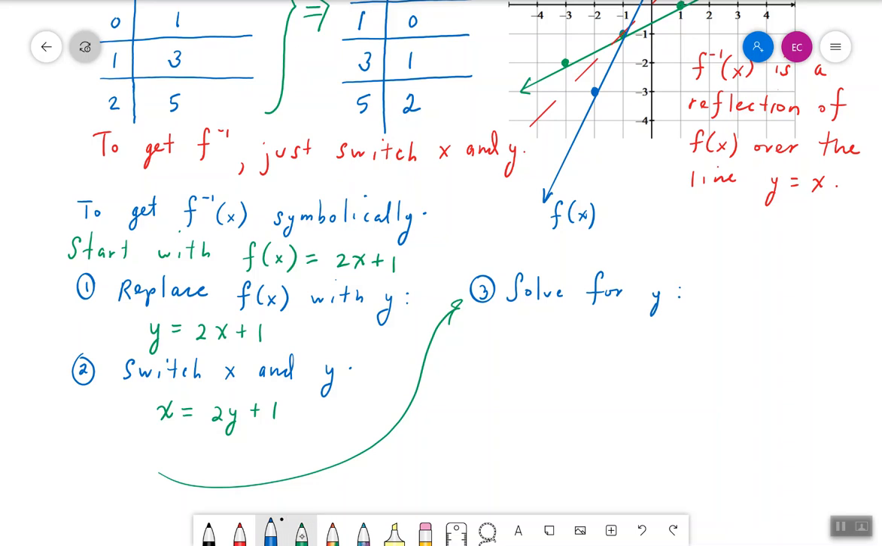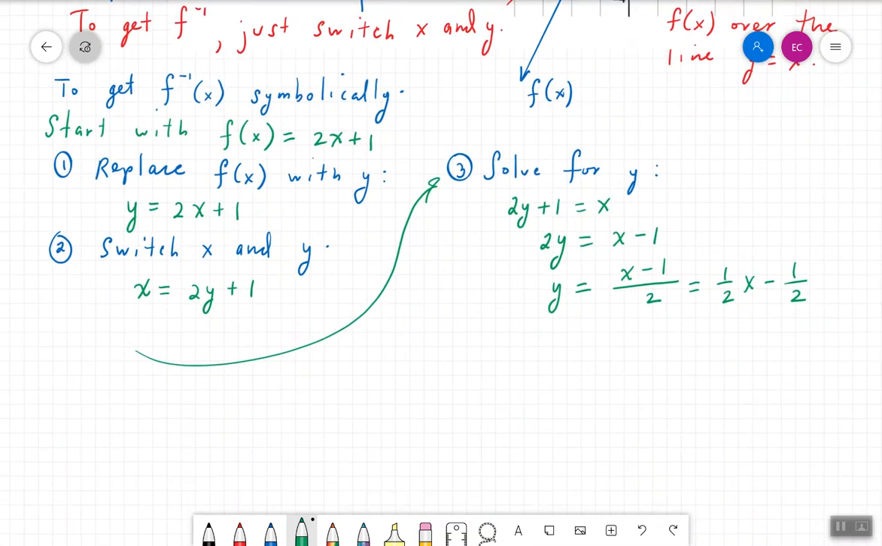So if we have x equals 2y plus 1, maybe we could just switch the two sides and write 2y plus 1 equals x. If we subtract 1, then we get 2y equals x minus 1. And if we divide by 2, we get y equals x minus 1 over 2. Or we could write that as 1/2 x minus 1/2 if we want to emphasize the fact that it's a linear function. Now we have it in the form y equals mx plus b.